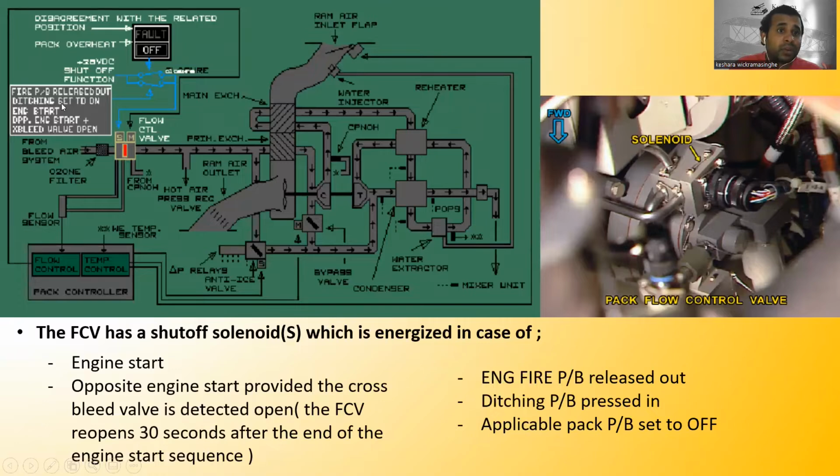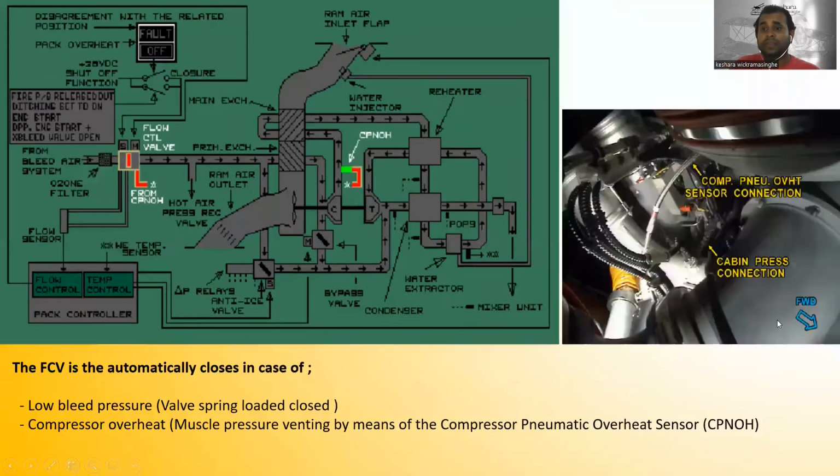Fire push button release out, ditching set to on, or opposite engine start plus cross bleed valve open. If one of these conditions is met, this will be energized, or else, in disagreement with the related positions of pack overheat push button set to off, it will also be energized. All right, so this is the flow control valve. You can see this is the solenoid over there.